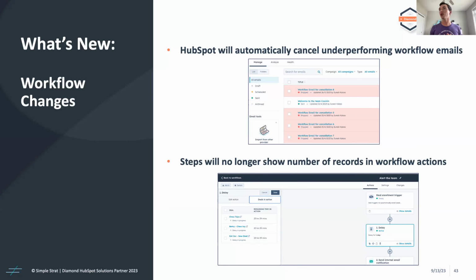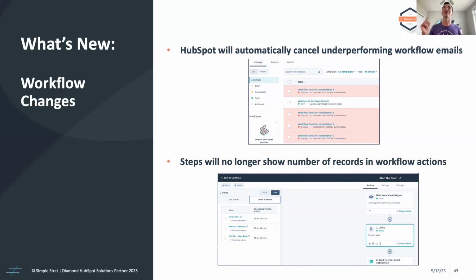And then steps will no longer show the number of records in workflow actions. You used to be able to walk into a workflow and there'd be a delay of 5 days, and there'd be a number right next to that said, okay, you've got 20 contacts in that delay. Can't see that anymore. I love HubSpot's reasoning for that. It basically was like, that never really worked very well. So we just stopped doing it.